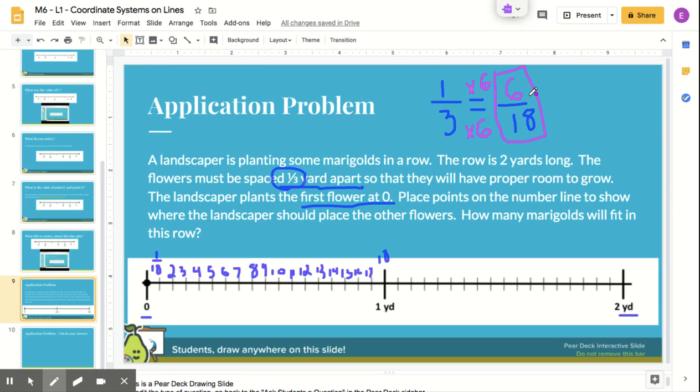So every 6/18 is going to be a marigold. So my first one, aside from the one I planted at 0, is going to be here at 6/18. Then I have to go 6 more. Another 1/3 of a yard, or another 6/18 more. 1, 2, 3, 4, 5, 6. So it's going to jump, and I'm going to plant another marigold at 12/18. 2, 3, 4, 5, 6. And I'm going to jump again, and it's going to be at 1 yard.